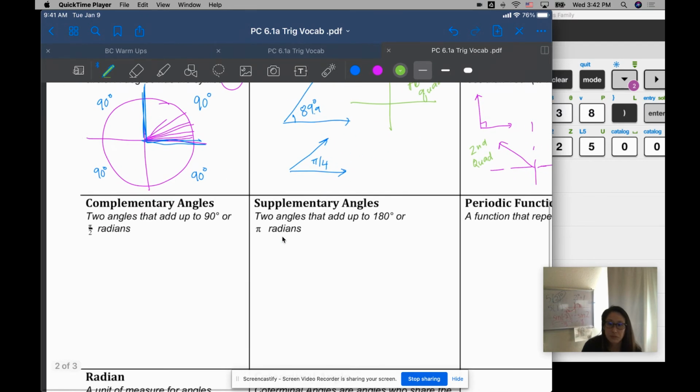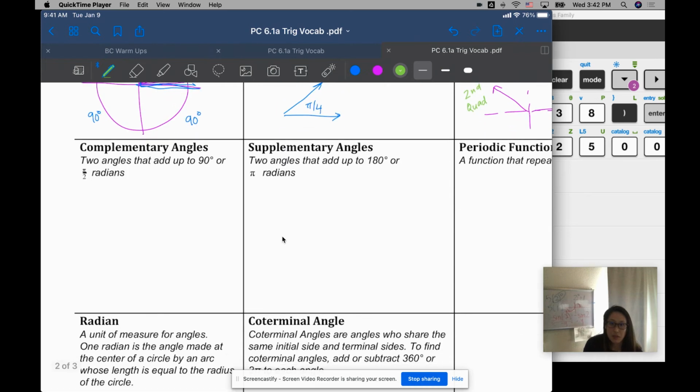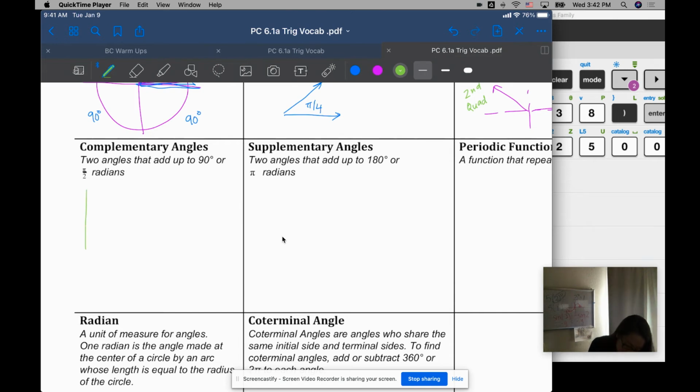Okay. A complementary angle is when there are two angles that add to 90 degrees. So complementary angles could be like, I'll draw them on the coordinate plane. So the initial side, the terminal side ends at 30 degrees, and then a complementary angle would be the angle that adds to 90, so the remaining part would be 60 degrees here.